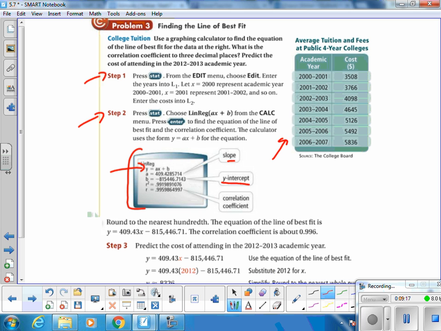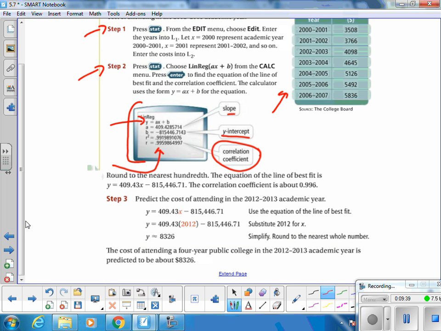It'll give you where the y-intercept occurs on the graph. And of course, it's a decimal because the information's all over the place and it's using the line of best fit. It also gives you the correlation coefficient. Now, if you take a look at the information here, you can see how close it is to 1. That is pretty close to 1.